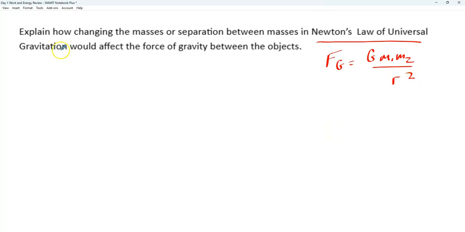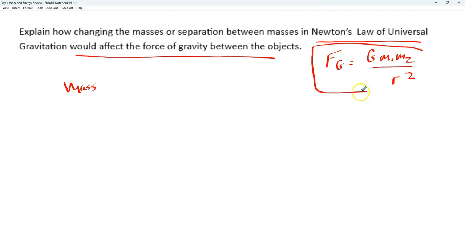And it says explain how changing the mass or separation between the masses would affect the force of gravity between the objects. So we did a simulation lab to help with this, but if we look at mass as the factor, and again, the equation tells you how it's set up, we're going to see how this force changes if there's a change in mass. And it doesn't matter if it's mass 1 or mass 2 or both of them, we just want the net change. So let's say we make this mass get bigger.